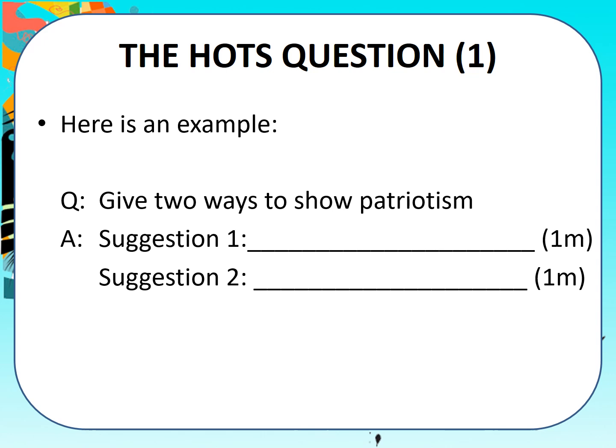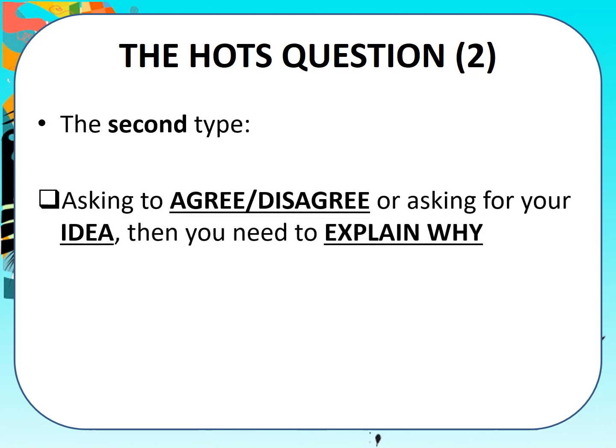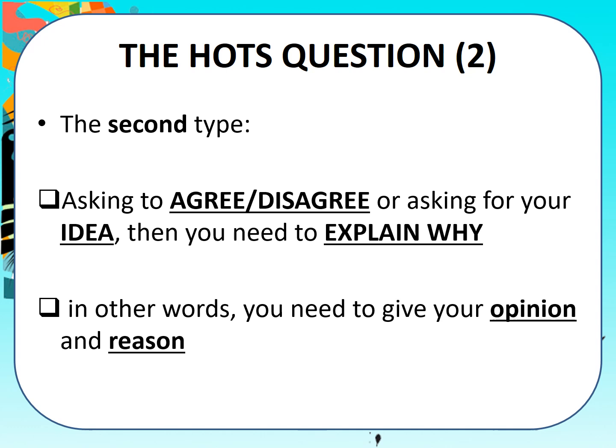Okay, are you ready for the next, the second type? The second type of HOTS question looks like this, right? It will ask you to agree or disagree, or it will ask for your idea. Then you need to explain why. You see, there is a difference between this question and the first type. The first type only needs you to list down 2 ideas. But this one asks for your explanation. In other words, you need to give your opinion and reason.